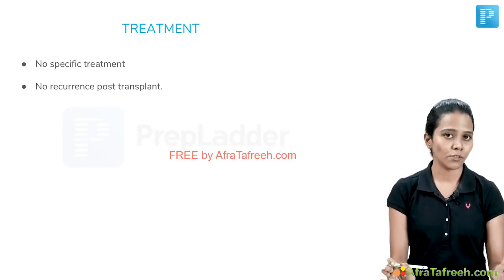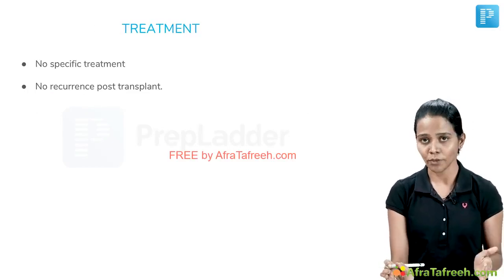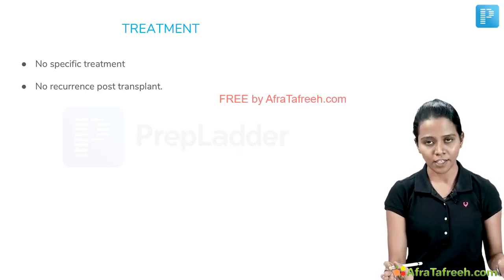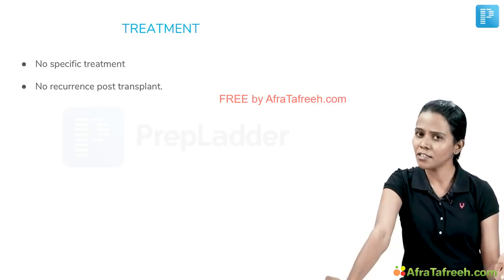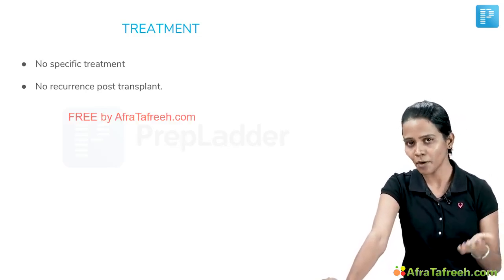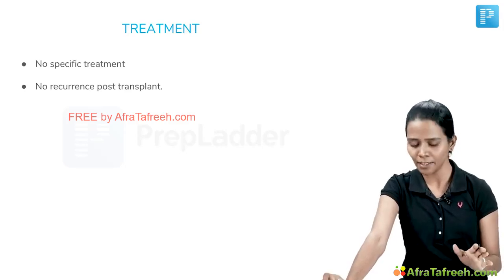If at all this patient goes into ESRD and requires a transplant, there is no recurrence in the transplant. The chance of going into ESRD is very, very less. If proteinuria is occurring in these patients, ACE inhibitors or angiotensin receptor blockers and antihypertensives can be considered.